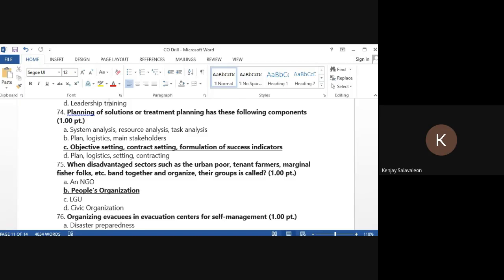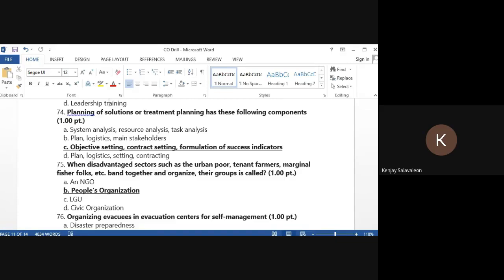planning. Plan, logistics, and main stakeholders, ito na yung doon sa you identify who are the resources to be tapped and who are the restraining stakeholders that might hinder our implementation later on. Plan, logistics, setting, and contracting is also part of the planning, but the best option that we have is, ang focus talaga ng planning is to set an objective, you ensure that the commitment of the responsible person included in the plan are talaga maipatutupad, and last is the formulation of success indicators.